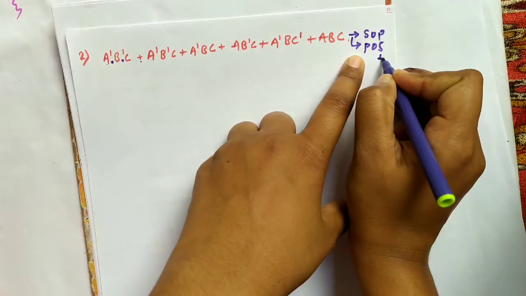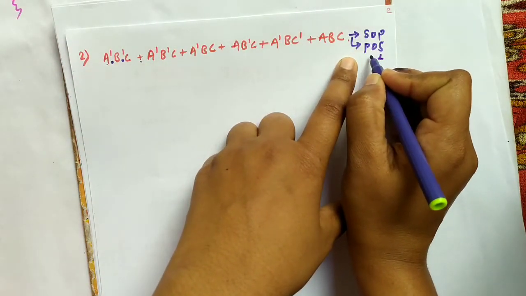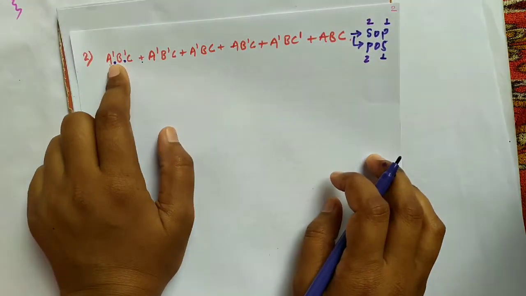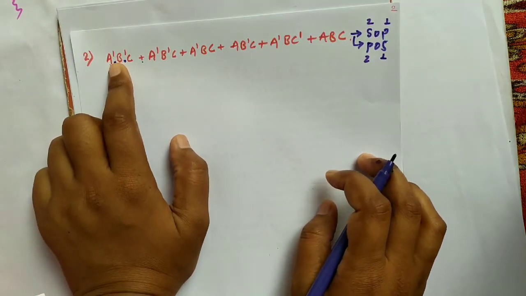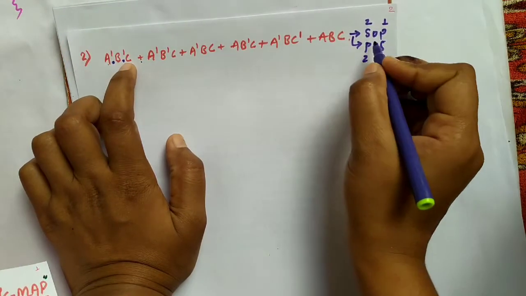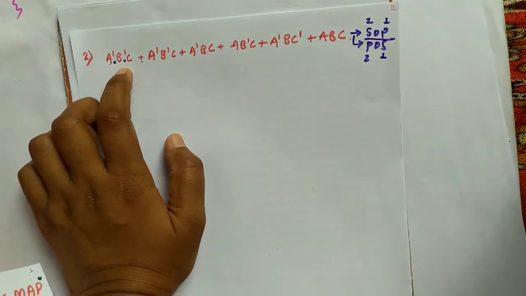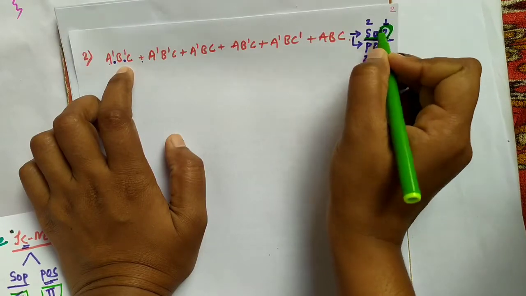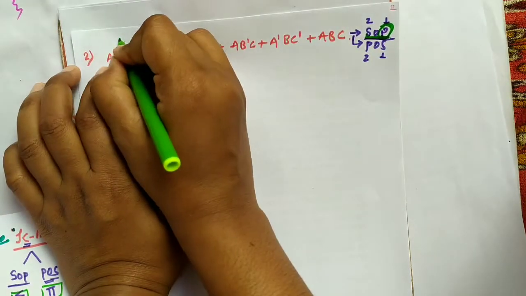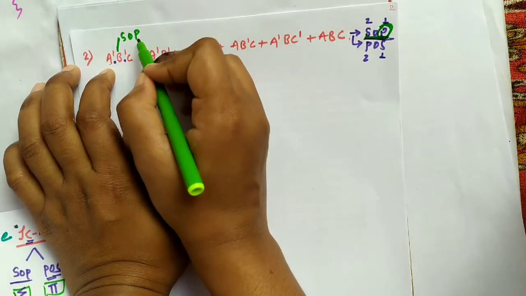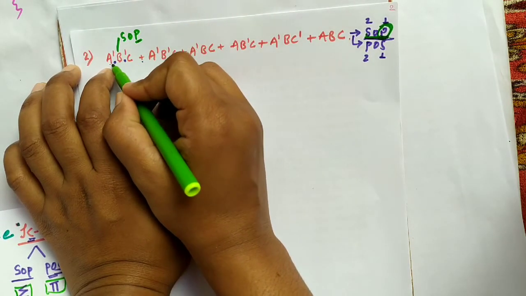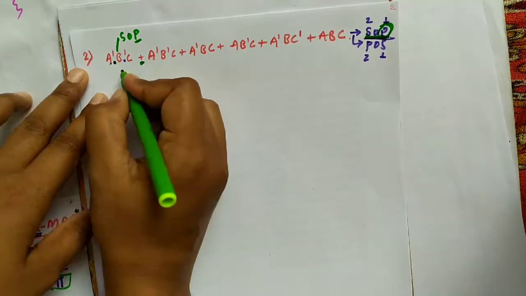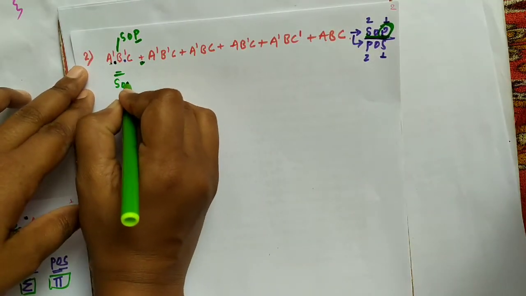So let's check. Firstly multiply means firstly product. In the SOP form, firstly we put a multiply, then the sum. So this is an SOP form, because in the SOP form firstly multiply. Here also firstly multiply, after that using a sum sign. So this is an SOP expression.